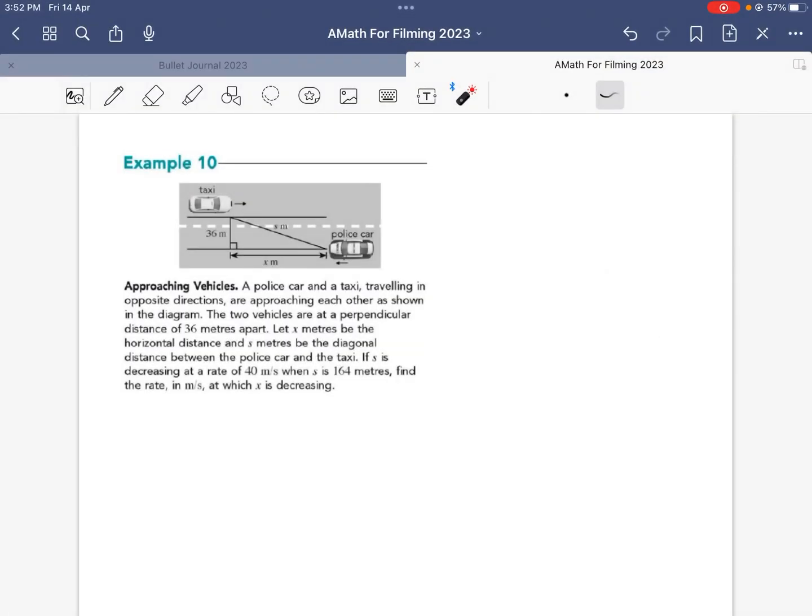Okay, welcome to the last video for 13.4. I know the examples are a bit more complex, but this is the last example already. So now, there's this police car and a taxi. This is found on page 41 of your textbook itself.